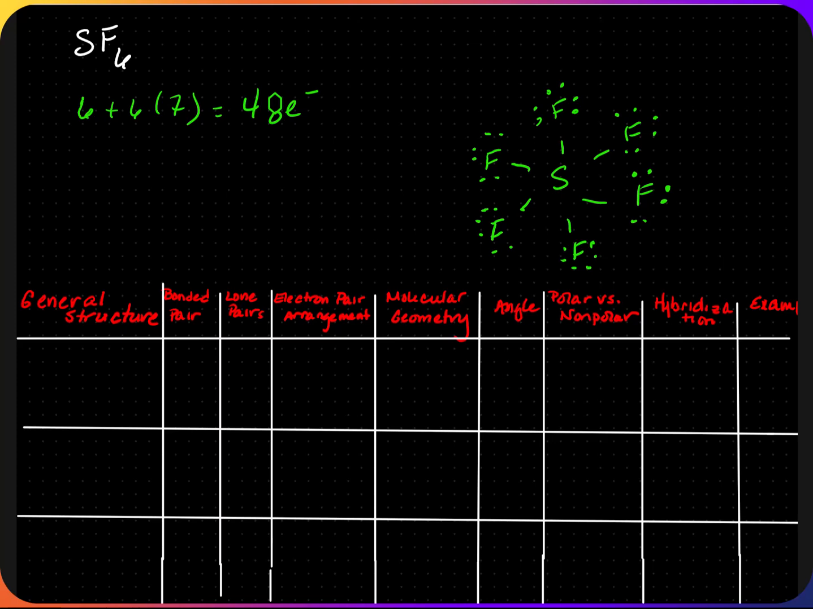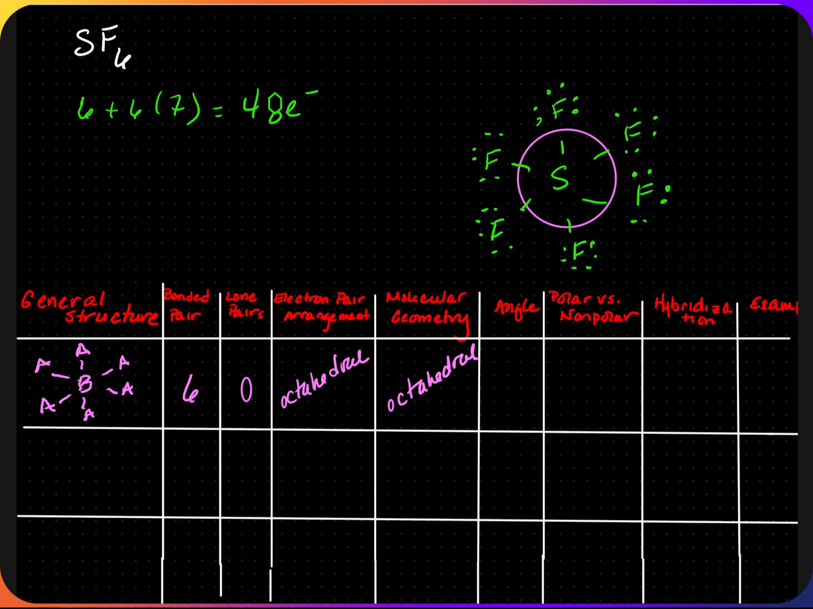Count the total electrons in the Lewis dot structure. It is 48. So this structure is correct because it matches the valence electrons. It has 6 bonded pairs and 0 lone pairs. The general structure is central atom B. You have 6 elements around it. 6,0 has an electron pair arrangement called octahedral. Since it has no lone pair, the molecular geometry is also octahedral. It is called octahedral because if we look at it in a 3D plane, it has 8 faces.